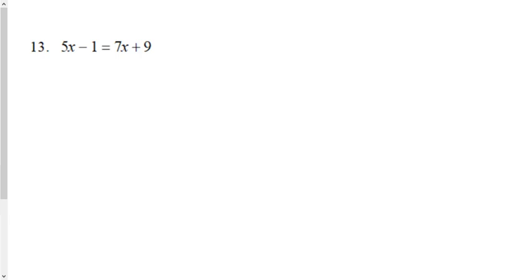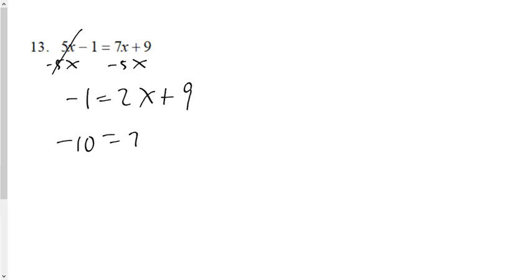Question 13, variables on both sides. The easiest or best first step is to get rid of the variable on the side where you have the least amount of it. You end up with this. Subtract 9 from both sides. You get that. Divide both sides by 2. And x will equal -5.